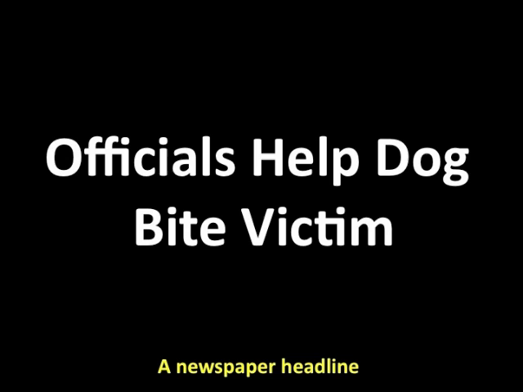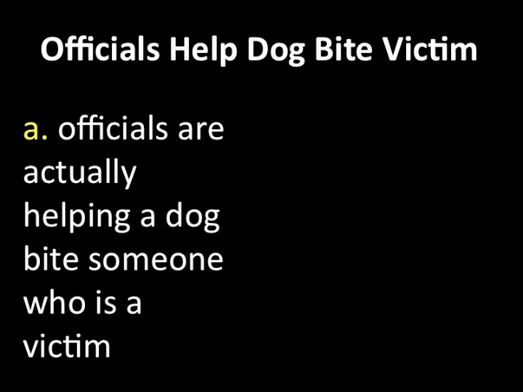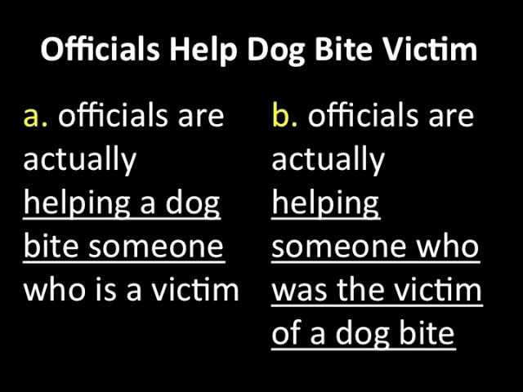Jim, could you please explain why officials help dog bite victim can be ambiguous? Sure. So when you read this newspaper headline for the first time, you might think that these officials are actually helping a dog bite someone who is a victim, which is both scary and it doesn't really make sense. Then, when you look at it more closely, you'll see that it might mean the officials are actually helping someone who was the victim of a dog bite. It's a newspaper headline. That's why they want to make it catchy. But anyway, the wording in the headline is ambiguous because it has more than one meaning.